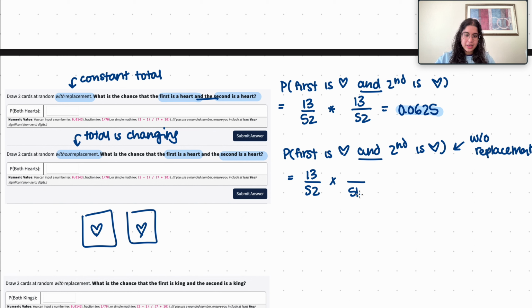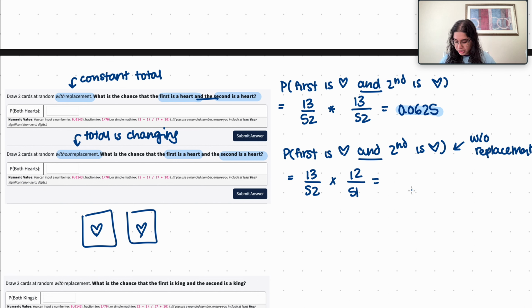So that means when I draw my second card, there's two things going on here. One, the deck has one less card in it, so there's 51 cards. And number two, the deck has one less heart in it because the first card I picked was a heart. So now instead of 13, there's actually only 12 hearts in the deck of cards, because again, the first one that I picked was a heart.